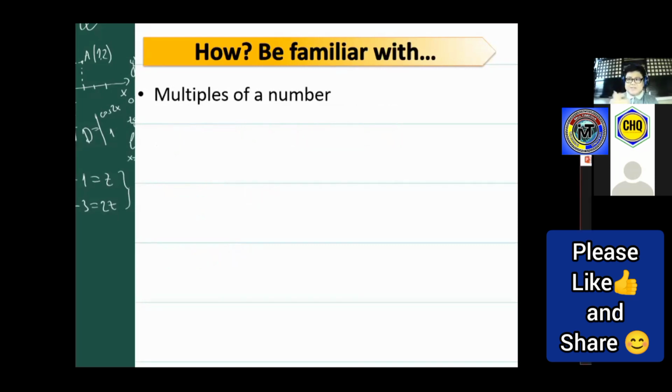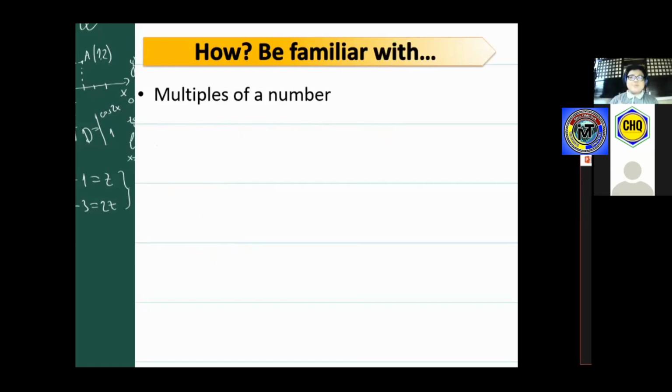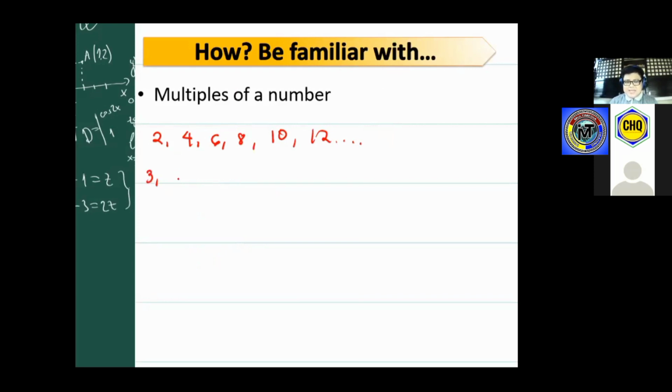Next thing that you need to know in patterns and sequences is the multiples of a number. Ano ba itong mga multiples na to? Ito yung mga skip counting. Let's start with 2: 2, 4, 6, 8, 10, 12, and so on. What about 3? 3, 6, 9, 12, 15, and so on. What about 4? 4, 8, 12, 16, 20, and so on and so forth. What about 5? 5, 10, 15, 20.